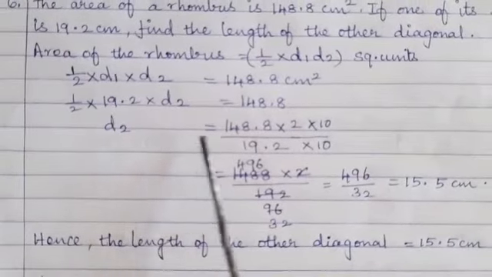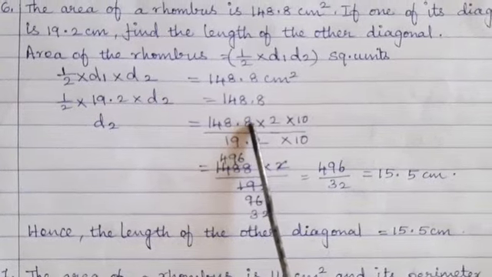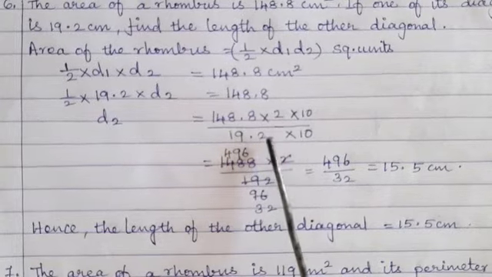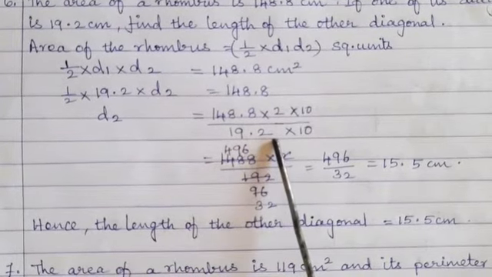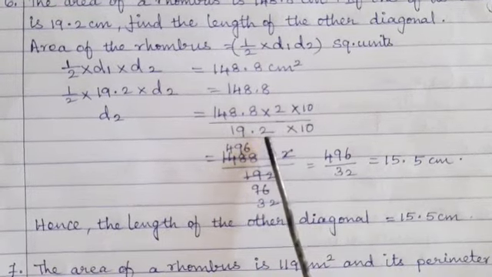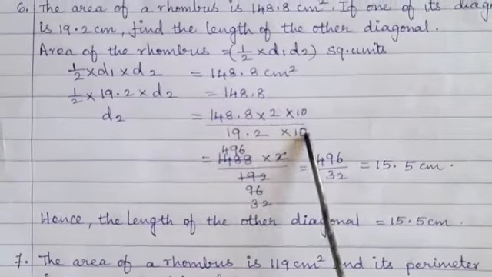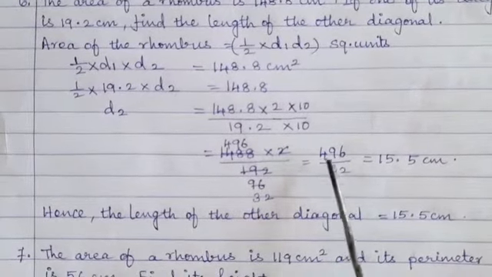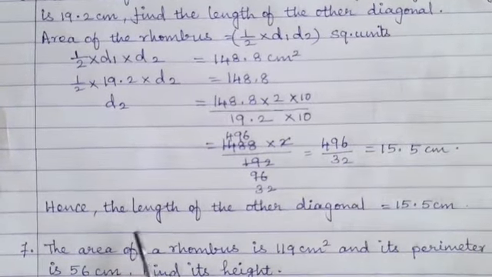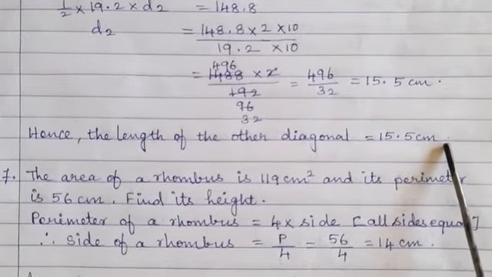Then d2, which is diagonal 2, is equal to 148.8. This 2 comes here, that is multiplied by 2 divided by 19.2. Here the divisor is decimal, so we have to convert into whole number according to the decimal places. Here only one place is there, so we will multiply both numerator and denominator by 10. After simplification, you will get 496 by 32, that is equal to 15.5 centimeter. So the length of the other diagonal is equal to 15.5 centimeter.